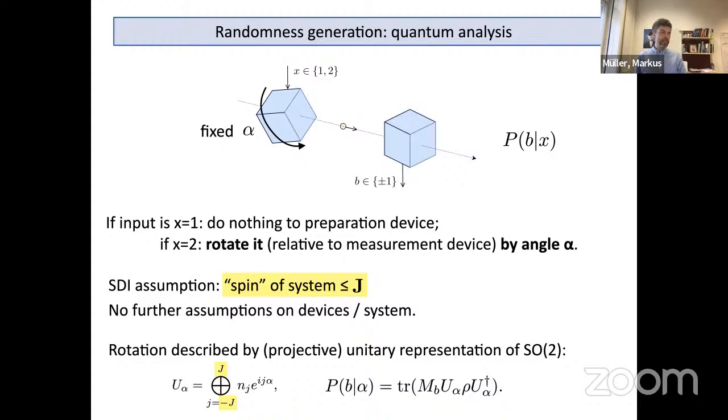And the assumption of spin less than or equal to J just tells you that the representation of SO2 rotation that we have here has labels between minus J and plus J. Maybe you're more familiar with SU2 or SO3 representation theory. That's also very similar. The spin can be integer or half integer here as well. But the group is commutative, so it's like one-dimensional irreps. This is a diagonal matrix with complex exponentials that represents your representation. Now you don't know what these devices are doing, but whatever they're doing, it must be described by a formula like that. So you have some state rho that's prepared, the unitary acts on it, and in the end you have some measurement operator of a positive operator valued measure, and then the trace rule gives you the probabilities.